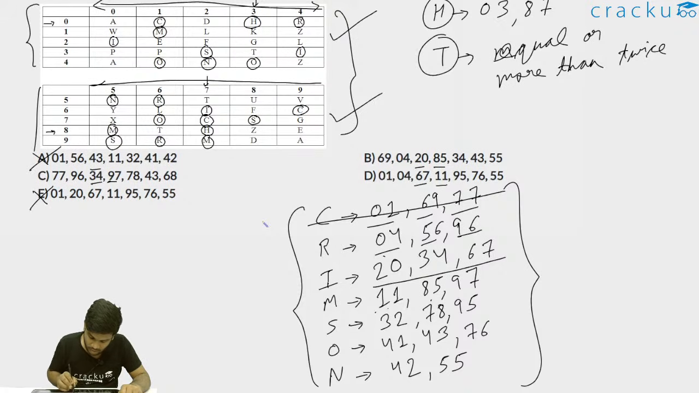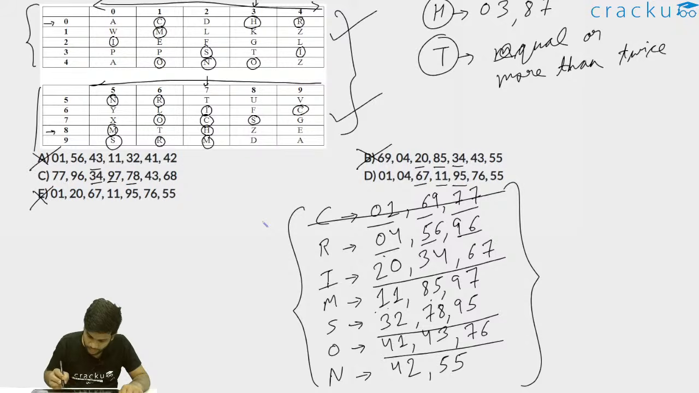Now let's look for S. So S is 32, 78 and 95. So fifth term will be either 32, 78 or 95. Fifth term is 78, fifth term is 34, fifth term is 95. So we can cancel option number B because S is not being represented by 34.